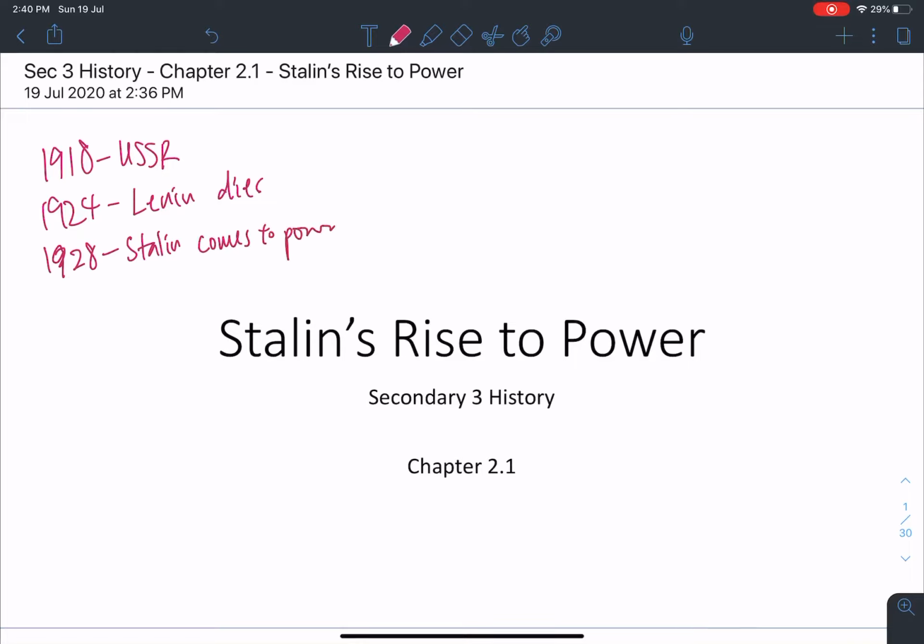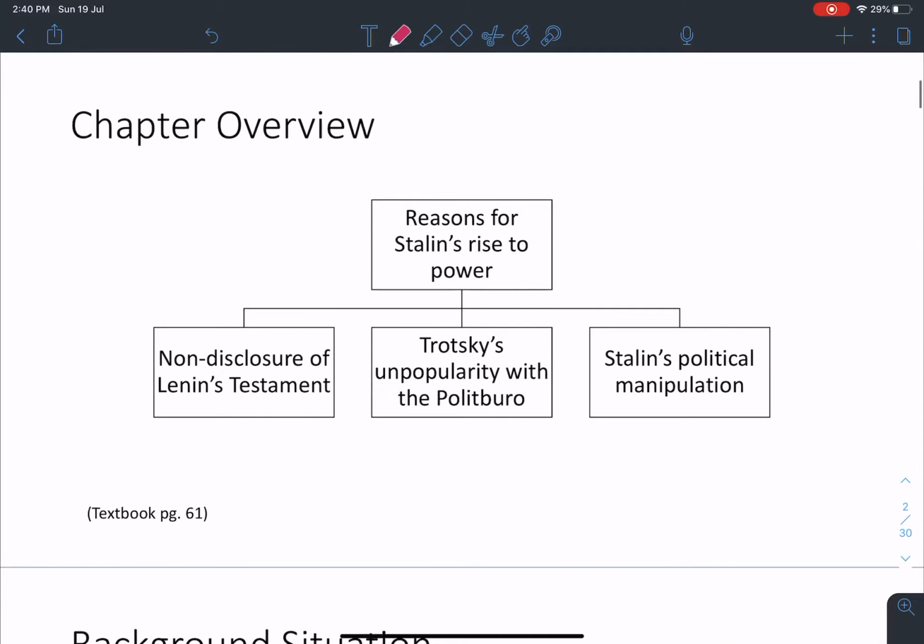And when does it end? 1953, Stalin dies. Okay, we see here that it is a huge amount of time, more than 20 years that Stalin is in power. The question is, how did he come to power? And in the second chapter, we will look at the impact of his rule. All right. So this is the overview of the chapter.